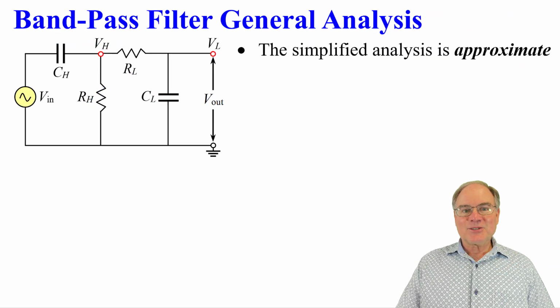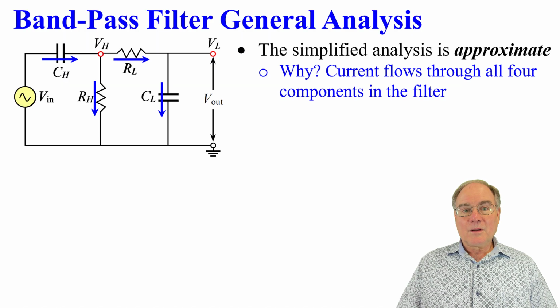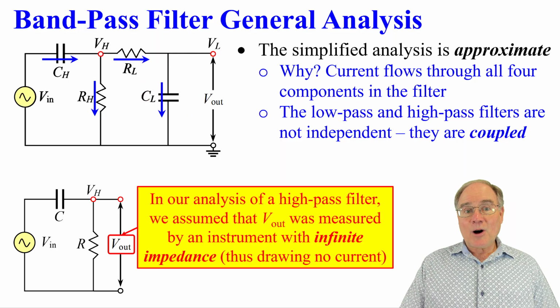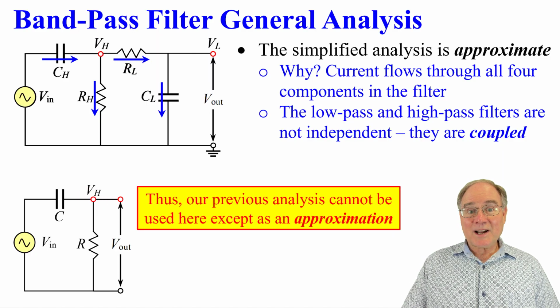Now let's do the general analysis, noting that our simplified analysis is only approximate. The reason is that current flows through all these components, so the high pass portion and the low pass portion are coupled. And recall, when we analyzed these high pass and low pass circuits independently, we assumed an infinite impedance for the output measurement. In other words, it draws no current. But in our combined circuit, there is a current flowing across this node. That's one of the reasons why our simplified analysis is just an approximation.